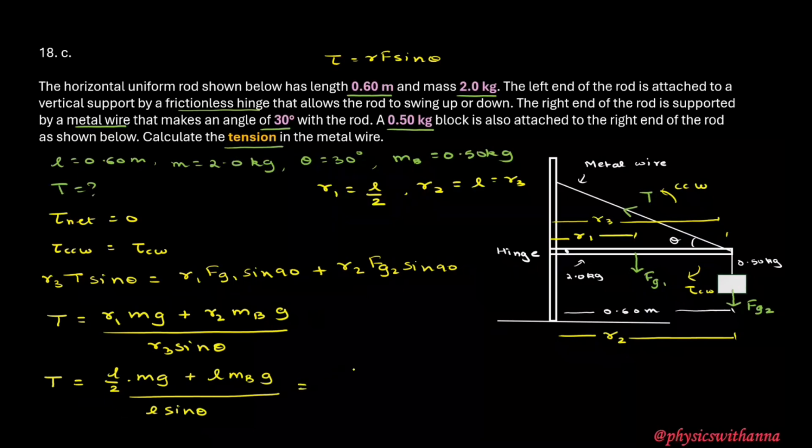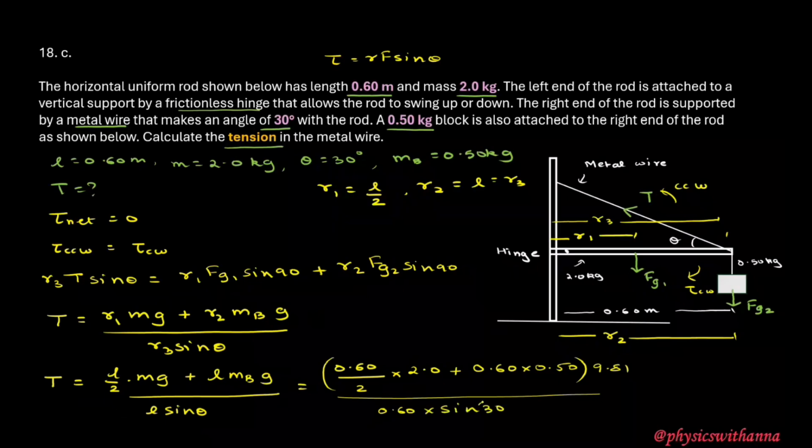Now let's substitute. Length of the rod is 0.60 over 2. Mass of the rod is 2 kilogram. g is common in both the terms, so we can take it outside in the bracket. Plus length of the rod again 0.60. Mass of the block is 0.50. Multiply with g, 9.81, over 0.60 times sine of the angle 30. And when you solve this, you get the tension in the wire to be equal to 29.43 Newton.